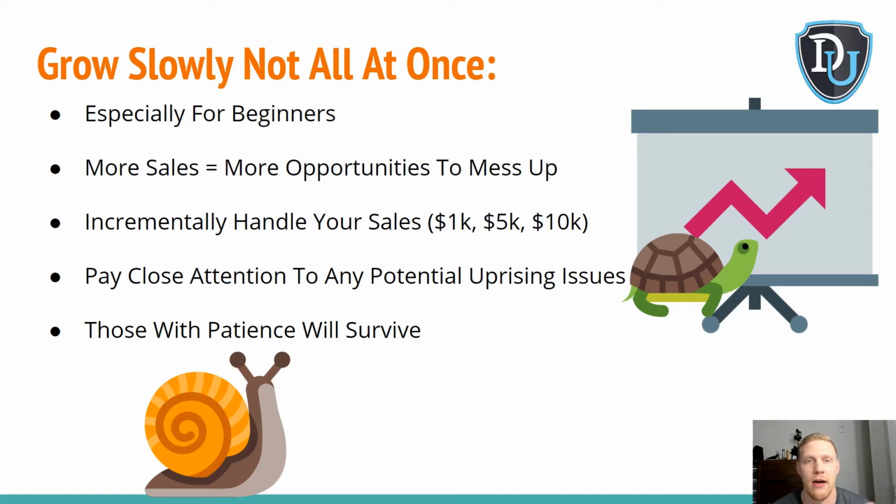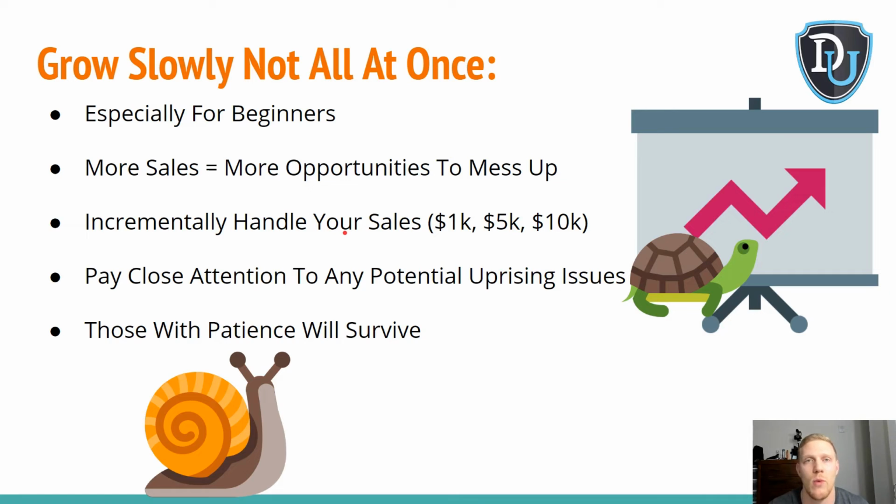You know, I had an account, like I said, this was last year, but I grew from $0 to $63,000 in sales in 1 month, and I did not get MC011. And I know there were people still getting it back then, although it might not have been as strict. So more sales, as I say here, equals more opportunities to mess up. Make sure that you are incrementally handling your sales if you are a beginner.